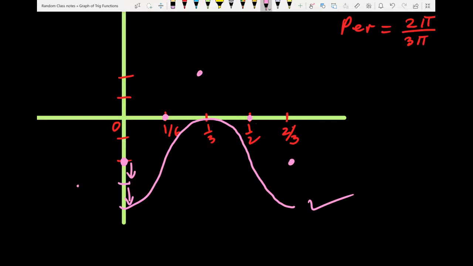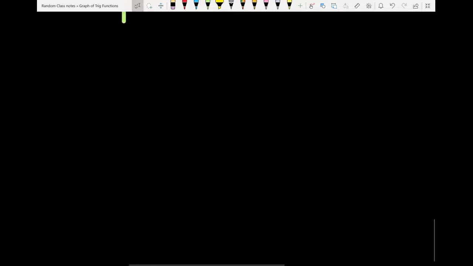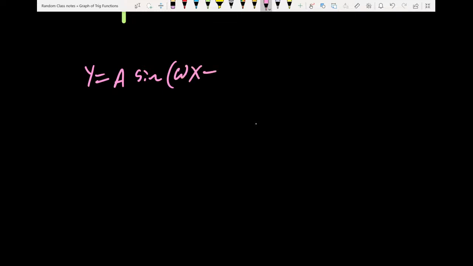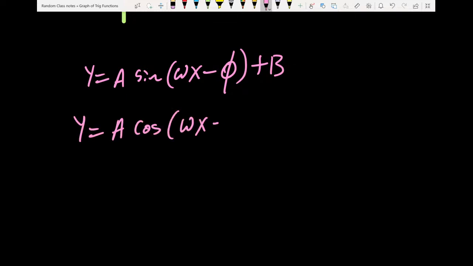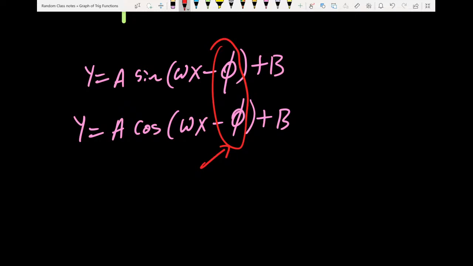So I'm going to give you a problem where your sine and cosine function will look like this. y equals a sine of omega x minus phi plus b, and y equals a cosine of omega x minus phi plus b. So we've done the vertical, horizontal, all those shifts. These phi's are the phase shift.